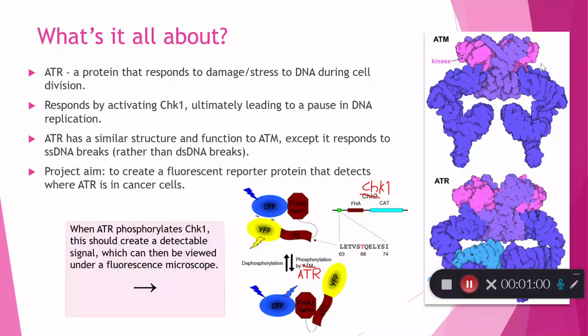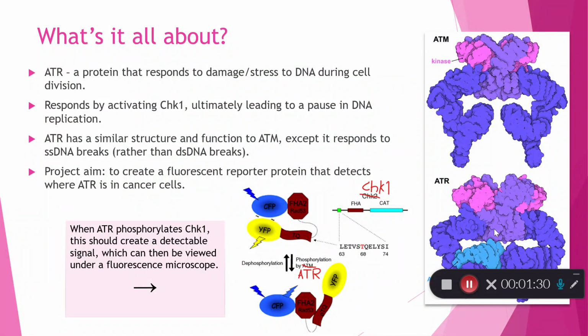However, ATR responds to single-stranded breaks in the DNA rather than double-stranded. ATM is ataxia telangiectasia mutated, and this whole project is actually a mimic of a project done by the Tony Hunter lab. So everything in this project was exactly the same as in this paper by Tony Hunter, except the aim was to create the reporter for ATR instead of for ATM.